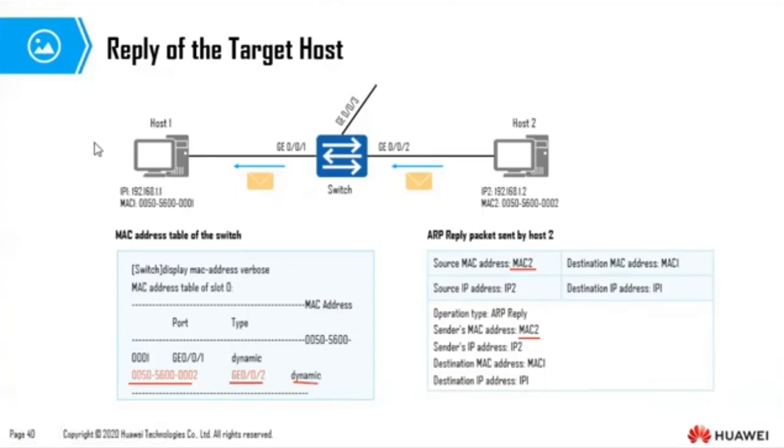After that, the switch looks at the destination MAC address, then searches through its own table and finds that this host is here. If I want to reach this host, I send it out through this port. And therefore, this message is going to be sent out through that port, GE0/0/1, and thereby the message is going to get to host 1. So that is the data communication process at the data link layer.